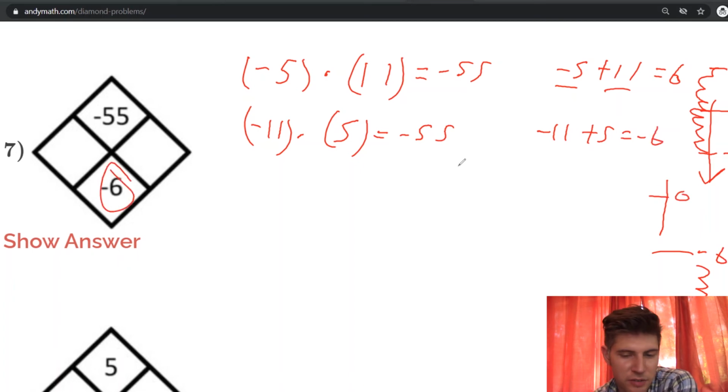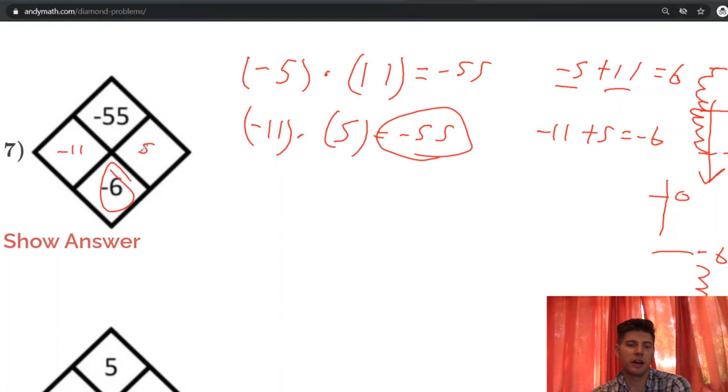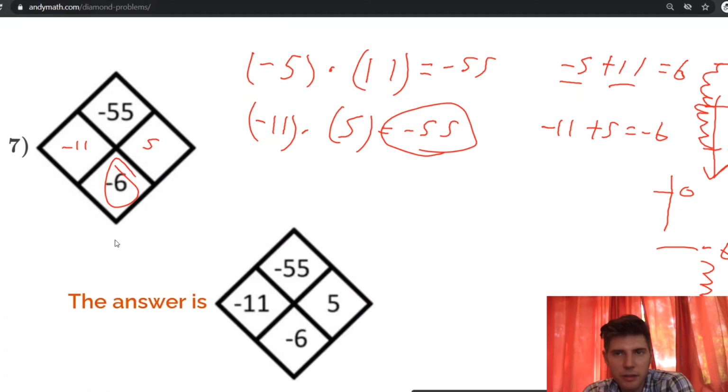We wanted negative 6 and negative 55, so it's these two numbers. So negative 11 times 5 was negative 55, and negative 11 plus 5 was negative 6. So this should be the answer. And there it is. Let's do another one.